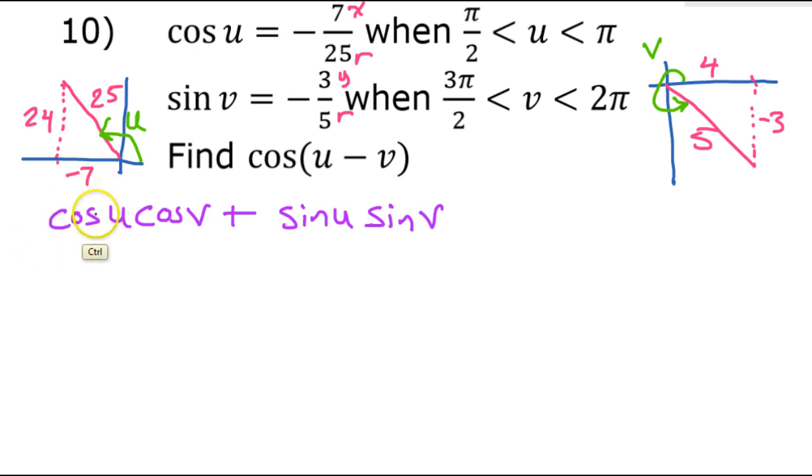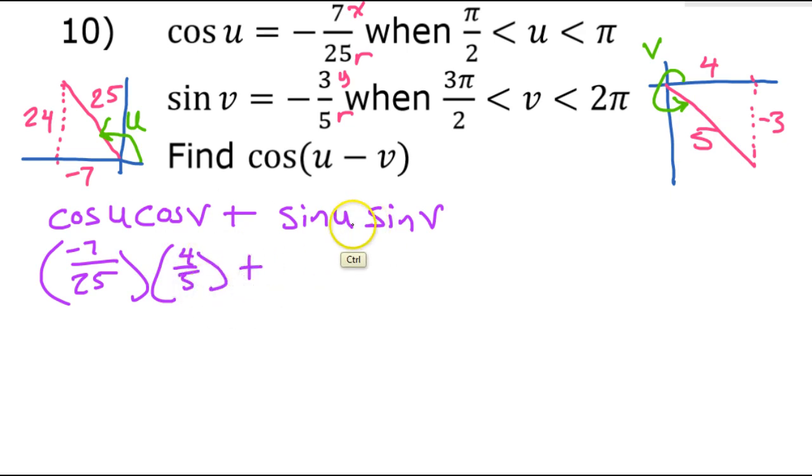Okay, so let's see. Cosine of U, that's x over r, so that's negative 7 over 25. And then cosine of V, that's 4 over 5. Plus sine U, that's y over r, so that's 24 over 25. And sine V, y over r, that's negative 3 over 5.